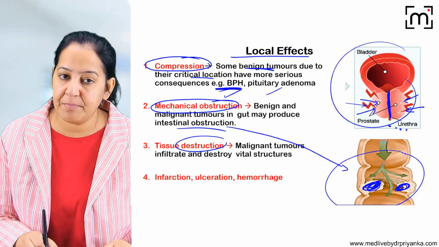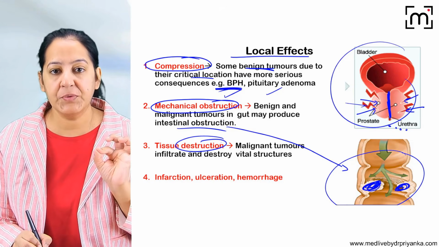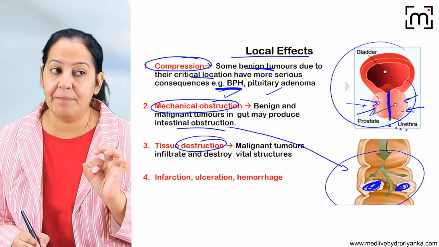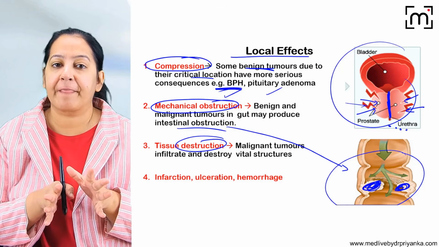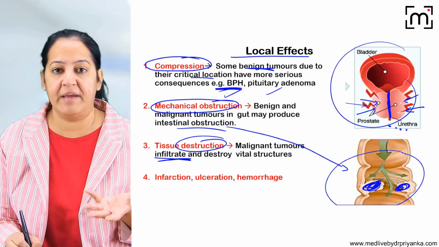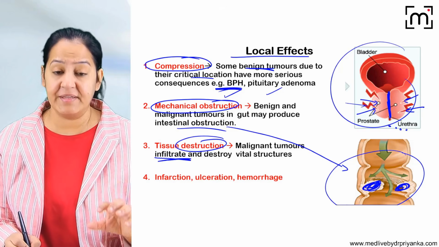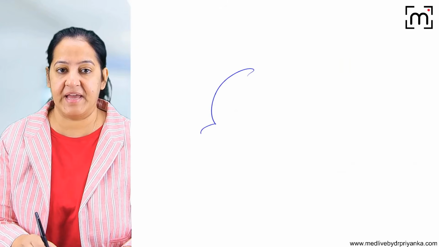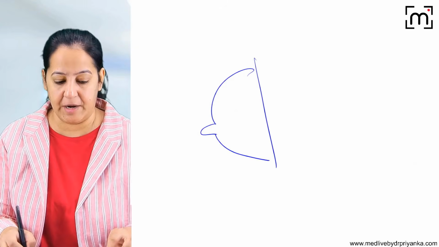The third is sometimes the symptoms are due to destruction. Malignant cells, not benign, the malignant tumors, they invade inside the tissue, they infiltrate inside the tissue and destroy them in whatever tissue they are. So for example, there is a breast cancer. It's the malignant cancer we are talking about.